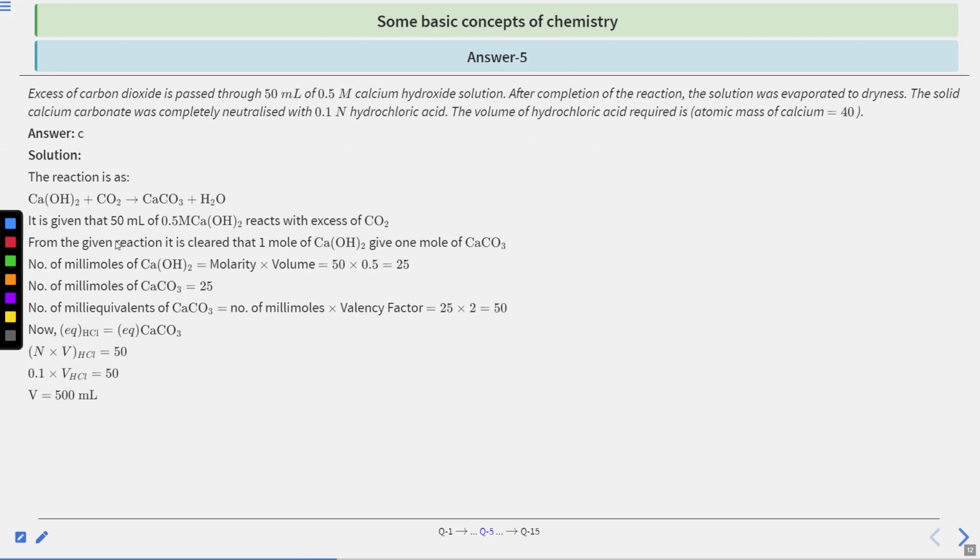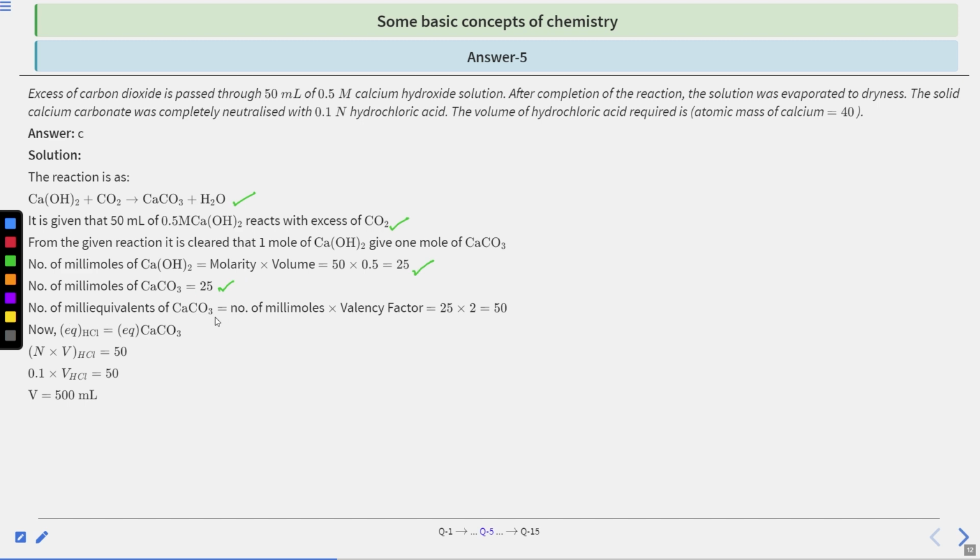Okay, so the correct option will be the C option. So this is the reaction going on. Calcium hydroxide will react with carbon dioxide, forming calcium carbonate and water. It is given that 50 ml of 0.5 molar calcium hydroxide reacts with excess of CO2. From the given reaction, it is clear that 1 mole of calcium hydroxide gives 1 mole of calcium carbonate. So the number of millimoles of calcium hydroxide will be equal to molarity into volume, which comes out as 25. These are the given amounts. So the number of millimoles of calcium carbonate will also be 25.